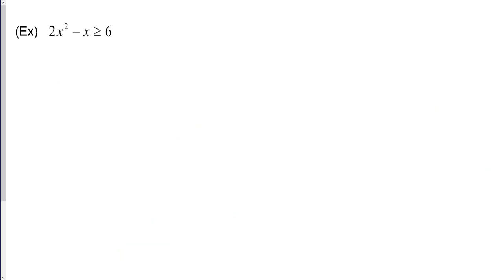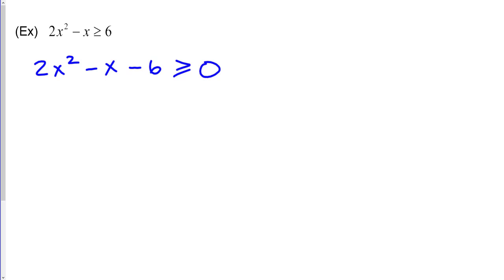Let's take a look at another example. 2x squared minus x is greater than or equal to 6. Now there's going to be a little bit more work ahead of time here. And one thing that I will mention is that it's going to be much easier to determine where a function is greater than 0, less than 0, rather than greater than 6 or less than 6. So in these problems, I'm always going to bring all my terms to one side of the equation. So 2x squared minus x minus 6 is greater than or equal to 0. That's going to be my starting point.